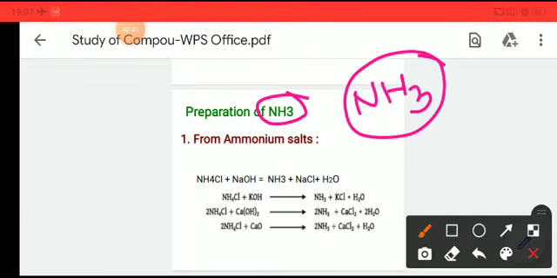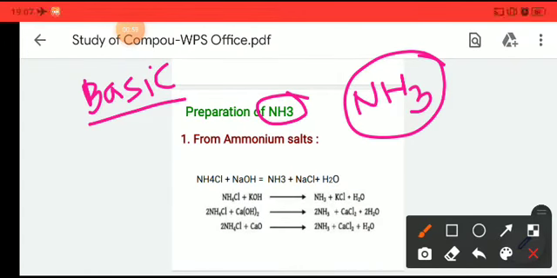As you know, NH3 or ammonia is a gas and it is highly soluble in water. Number one, NH3 is a gas. Number two, it is highly soluble in water. In the gaseous form, NH3 is basic in nature, whereas aqueous NH3 acts as a base.